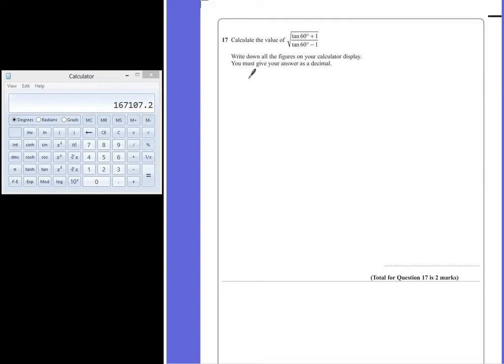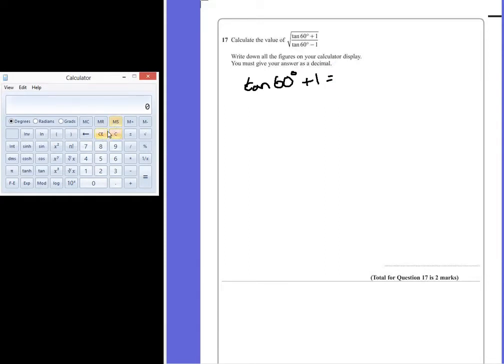I'm going to firstly work out what the tan of 60 degrees plus 1 is equal to. On most calculators, you'll either have to push tan and then the number. Just do whatever is necessary on your calculator. For the one that I'm using, I have to put the number in first and then push the tangent button. So this gives me 1.732 to 3 decimal places. If I add 1, that's going to give me an answer of 2.7320508.